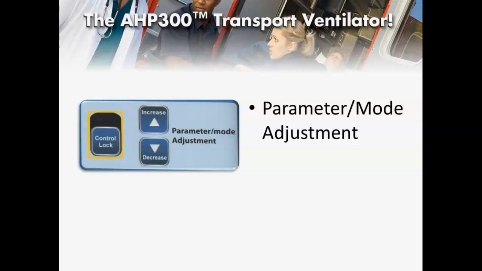Also on this panel is the control lock button. Pressing this button locks out all other buttons on the user interface except for the alarm silence button. When it is active, a blue light will be displayed above this button.